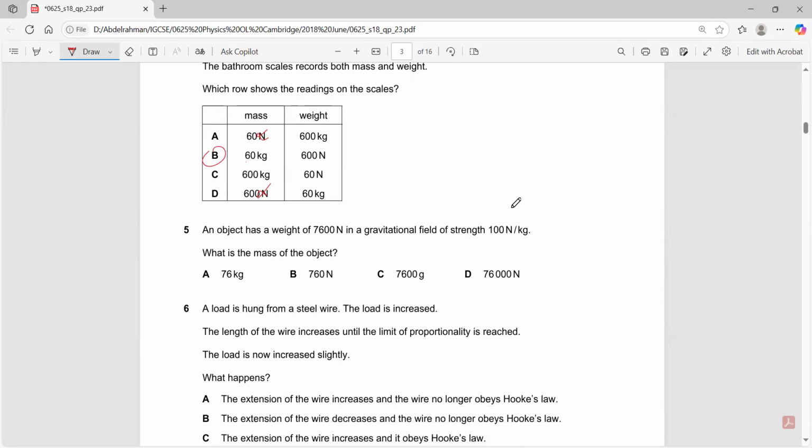An object has a weight of 7,600 newtons with a gravitational field strength of 100. What is the mass? Weight equals mg, or m equals weight over g. So 7,600 divided by 100, which is 76 kilograms.